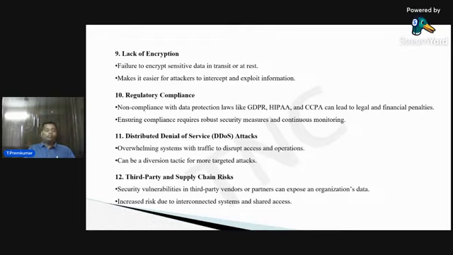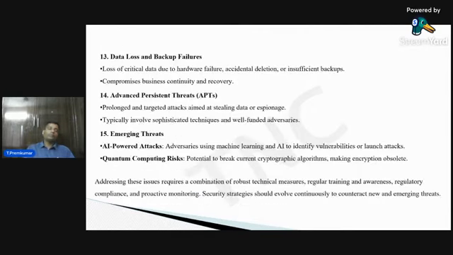Okay, then the next one is third-party and supply chain risks. Security vulnerabilities in third-party vendors and partners can expose an organization's data. It increases the risk due to interconnected systems and shared access.